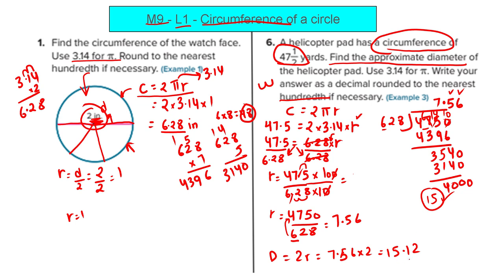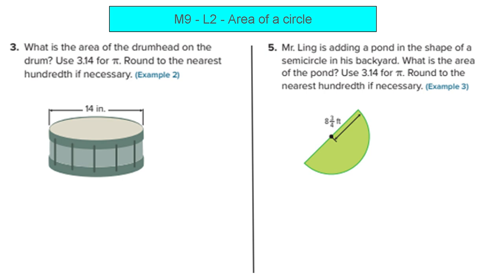So you can use that trick also, or you can do it like this also. Diameter is 15.12 yards, because the unit given in the question is yards. Okay, YD means yard, remember. Done. Let us go to the next lesson.